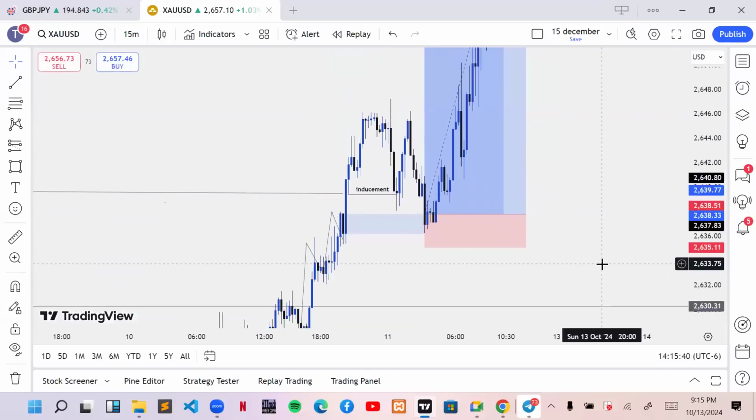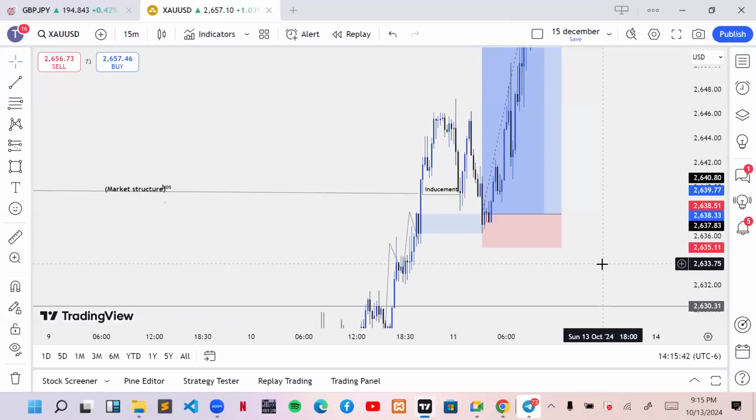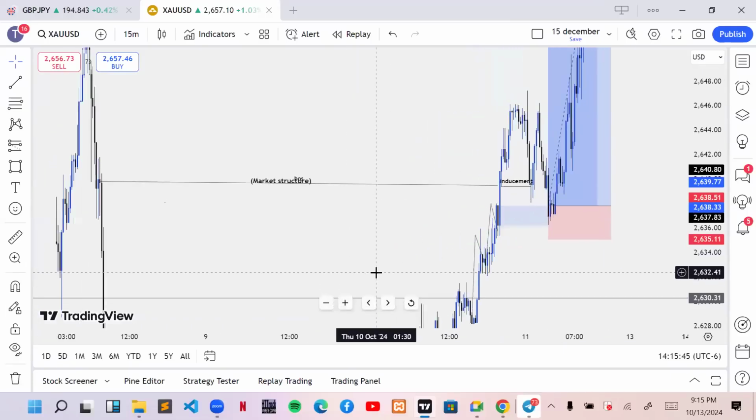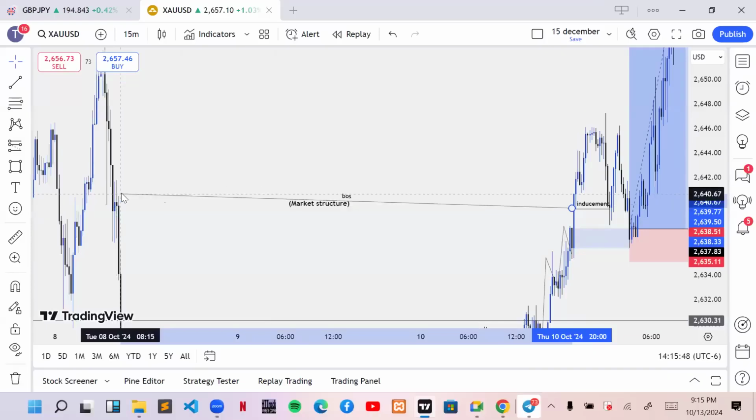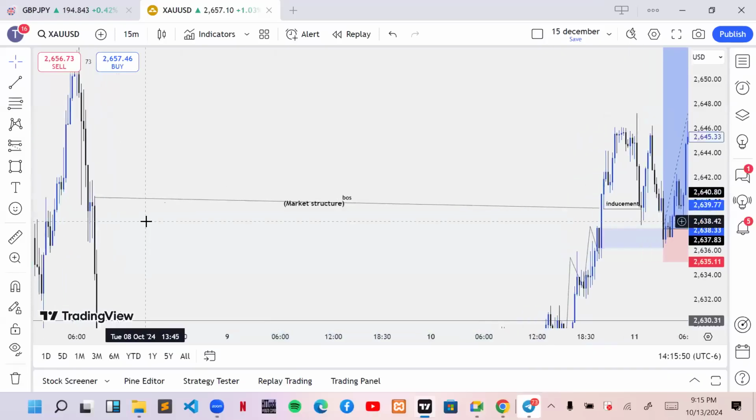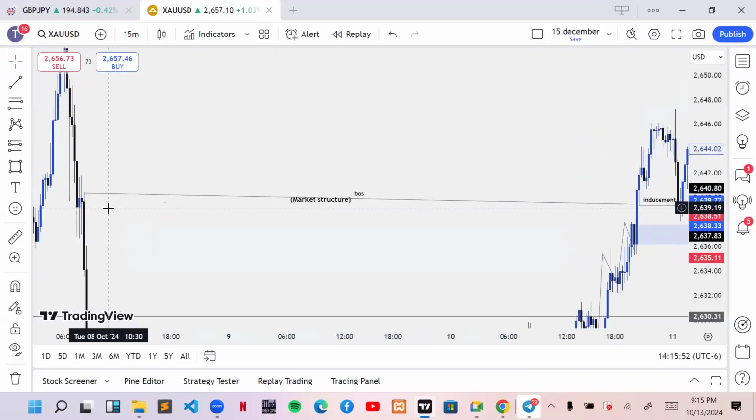Please, I want to know how is that a valid break of structure? Because this is a resistance zone in the market. This is actually a resistance. You can see, this is a resistance level in the market. Can you see?